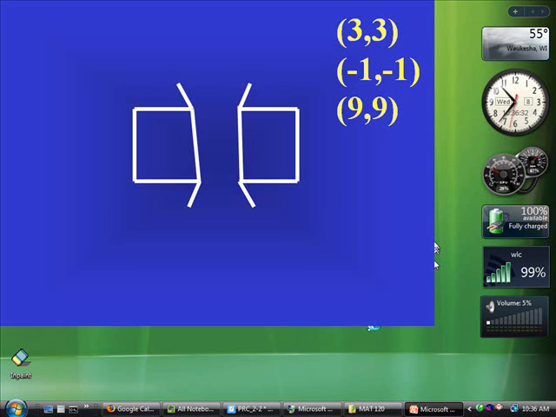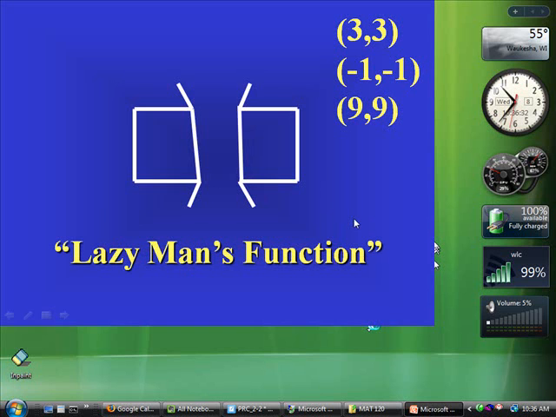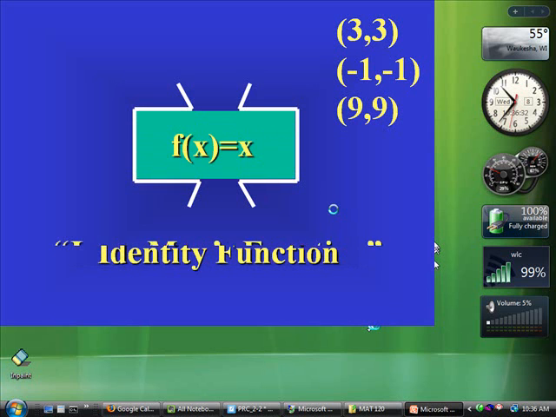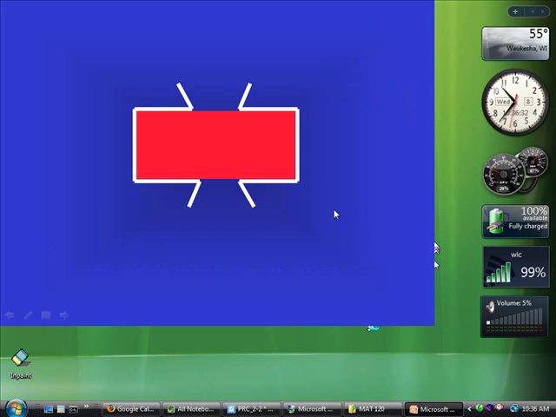All right, now, this is normally called the identity function. Why? Because you get the identical thing out that you put in. I like to call it the lazy man's function because you do absolutely nothing. All right, now, ready? This is my masterpiece on this. I can't believe I spent time on this, but here we go.